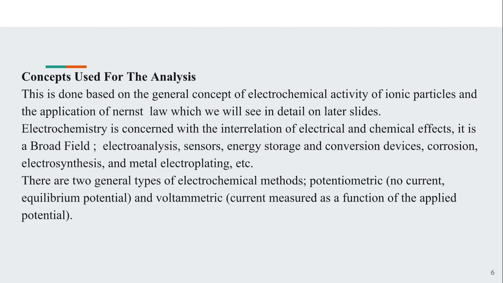There are two general types of electrochemical methods. We have the potentiometric, no current equilibrium potential. We have the voltammetric, current measured as a function of the applied potential.